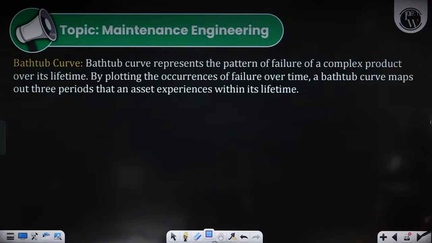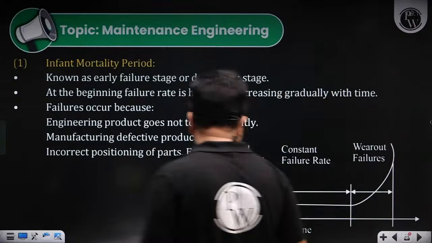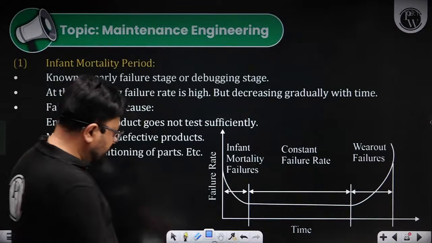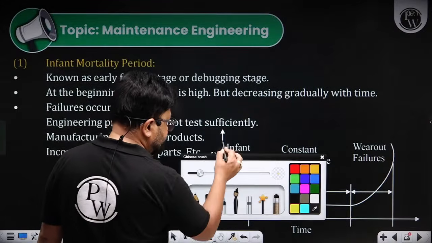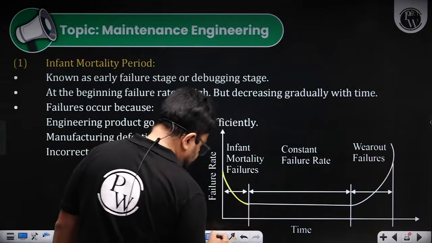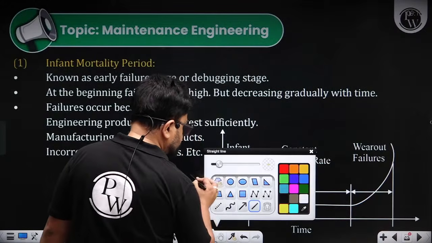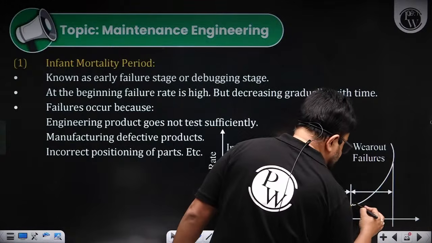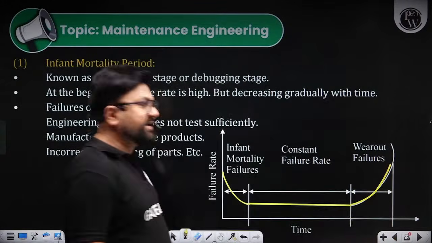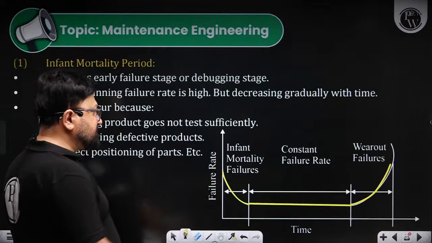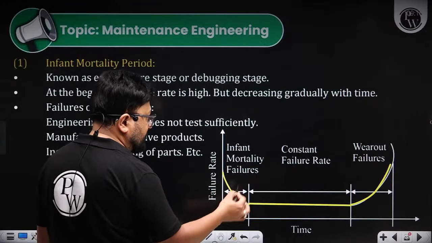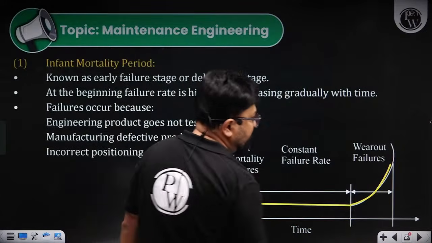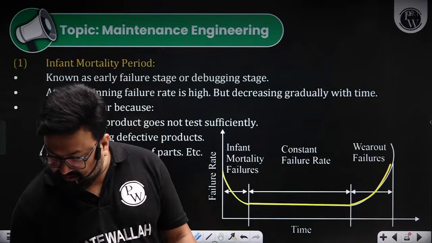So next is the bathtub curve. Let me show you the bathtub. As you can see, this is a bathtub, right? The curve looks like this. It is divided into three parts. First is infant mortality failure, second is constant failure rate, and third is wear out failure, right?